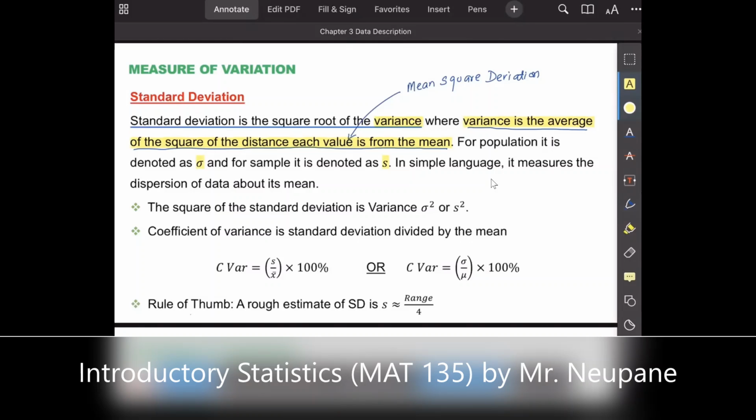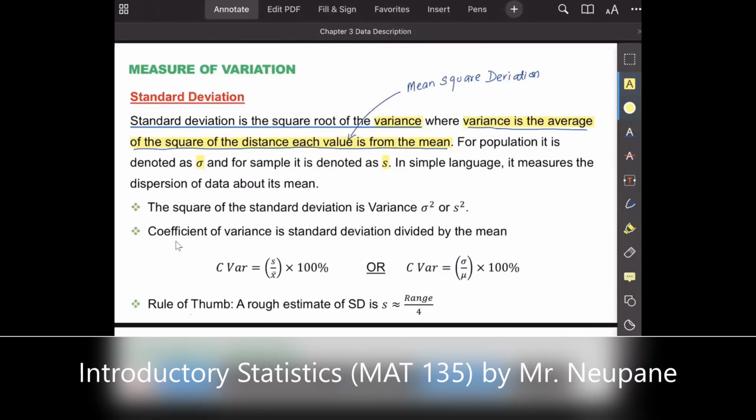In simple language, we can say that standard deviation measures the dispersion of the data about the mean. How much the data is scattered about the mean, that is what we get by calculating standard deviation. Here we have a few things that we need to know. The first one is the square of the standard deviation is the variance, because standard deviation is the square root of variance. If we square the standard deviation, then we get the variance. Sigma squared is variance for population and s squared for the sample.